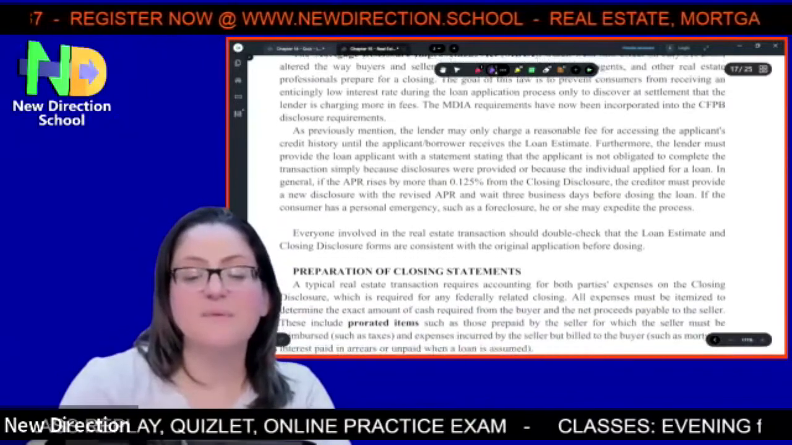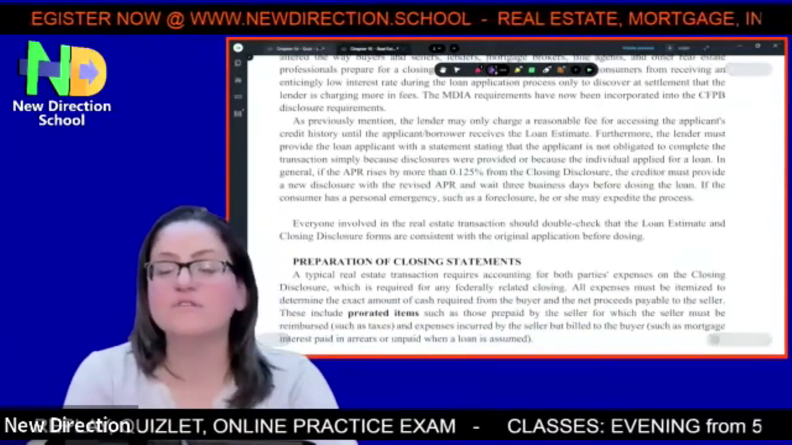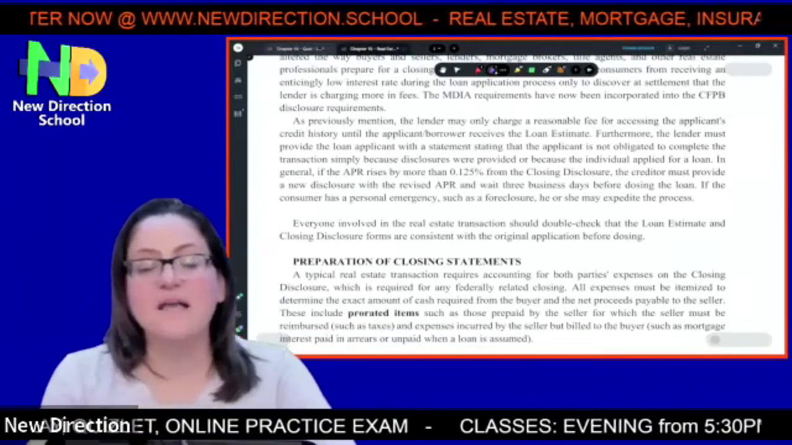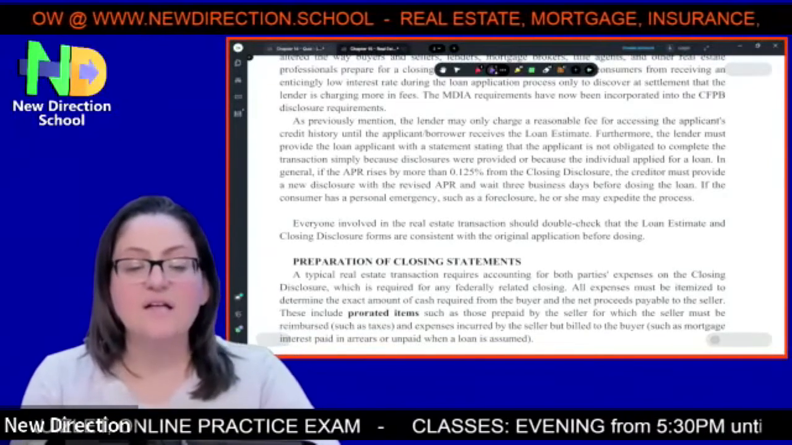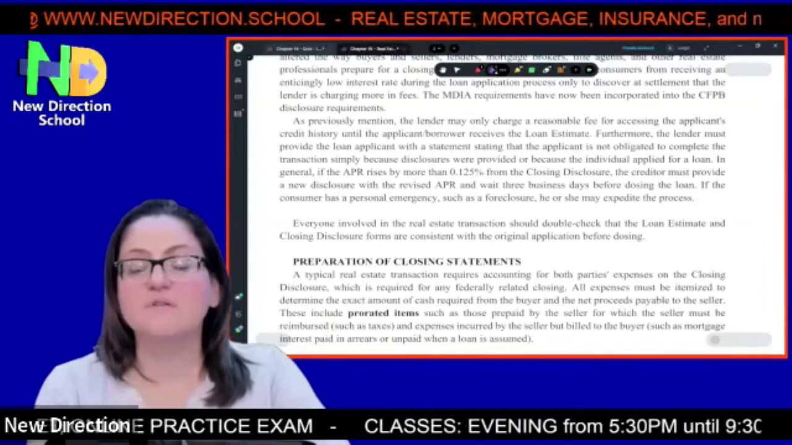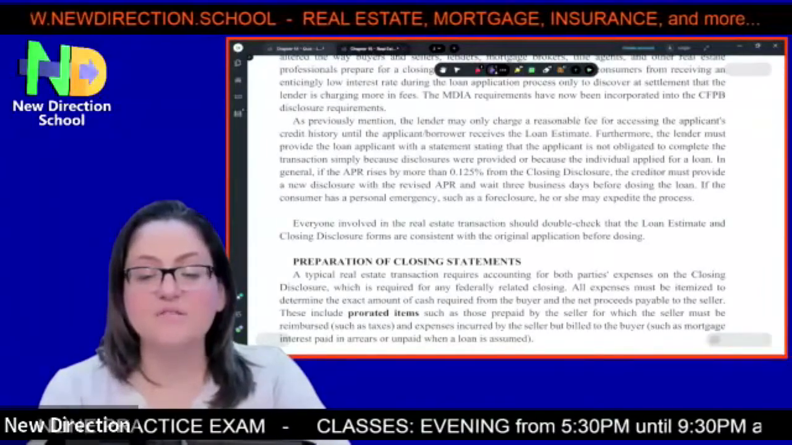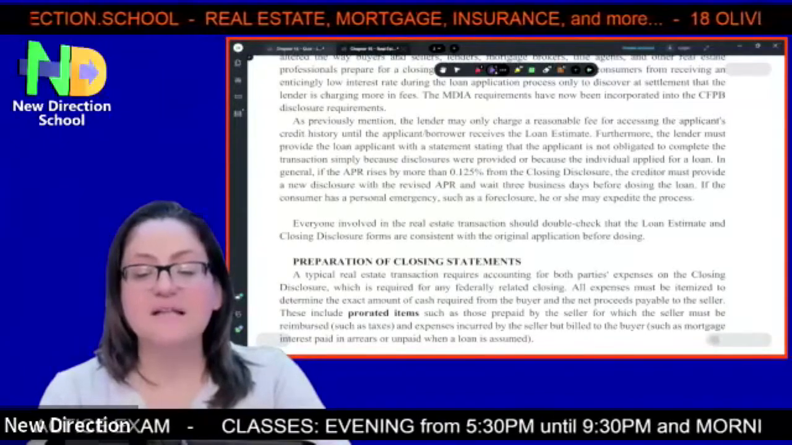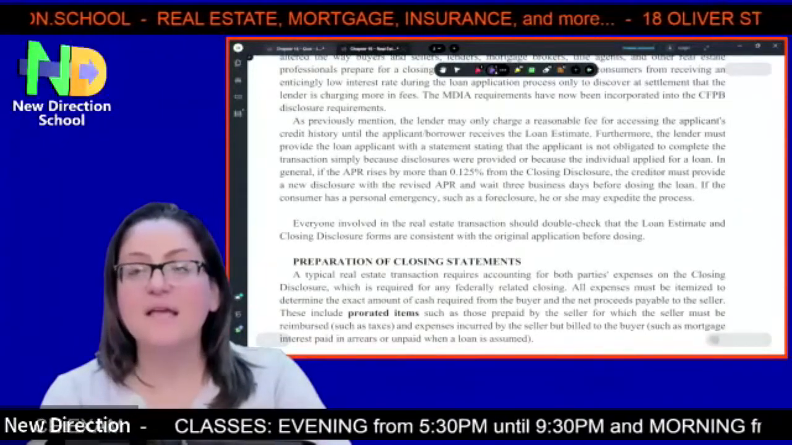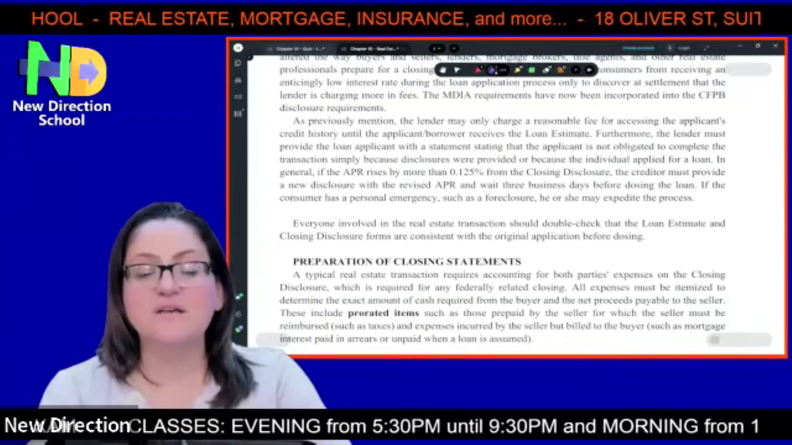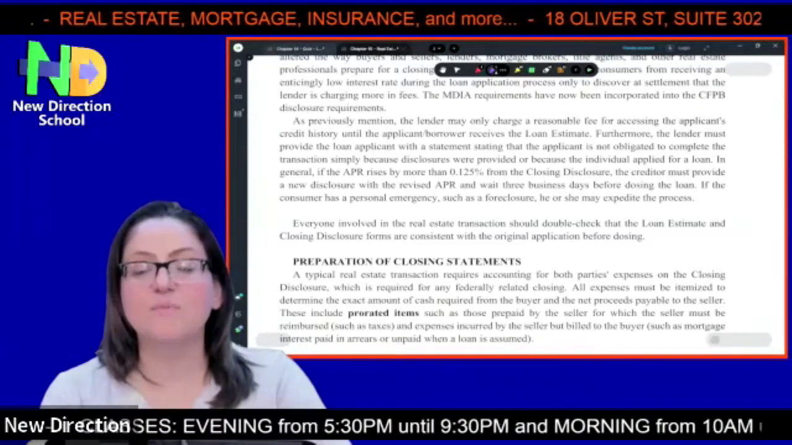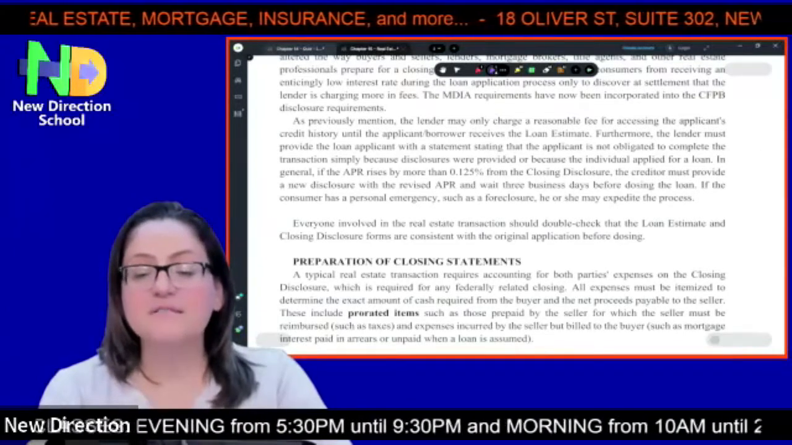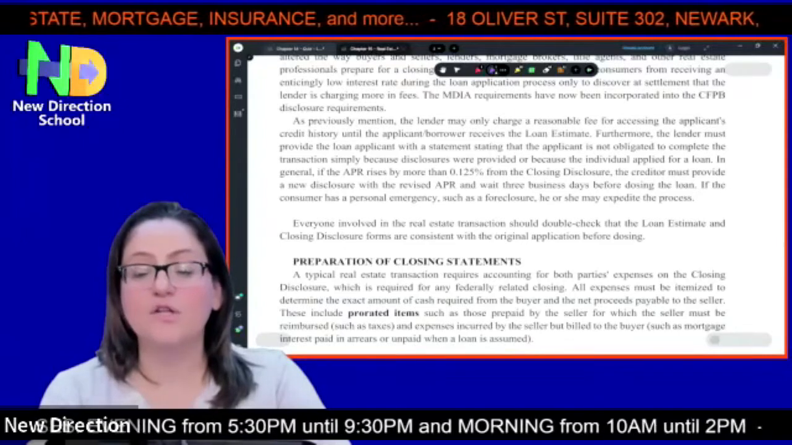As previously mentioned, the lender may only charge a reasonable fee for assessing the applicant's credit history until the applicant, the borrower, receives the loan estimate. Furthermore, the lender must provide the loan applicant with a statement stating that the applicant is not obligated to complete the transaction simply because disclosures were provided or because the individual applied for a loan.